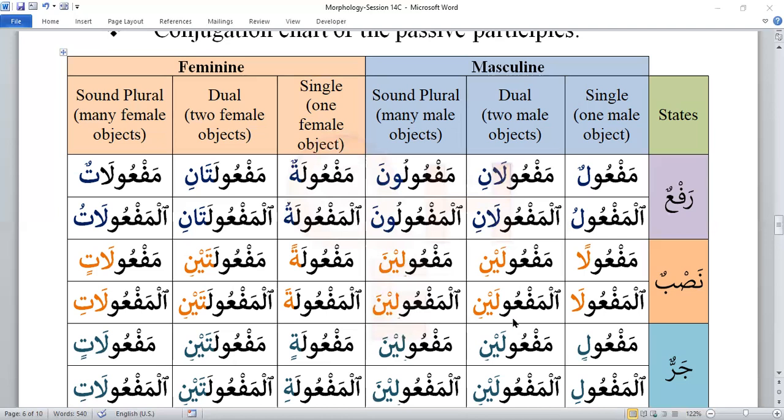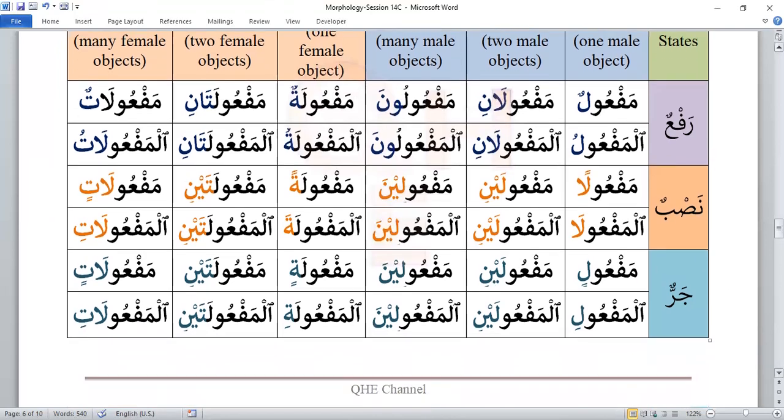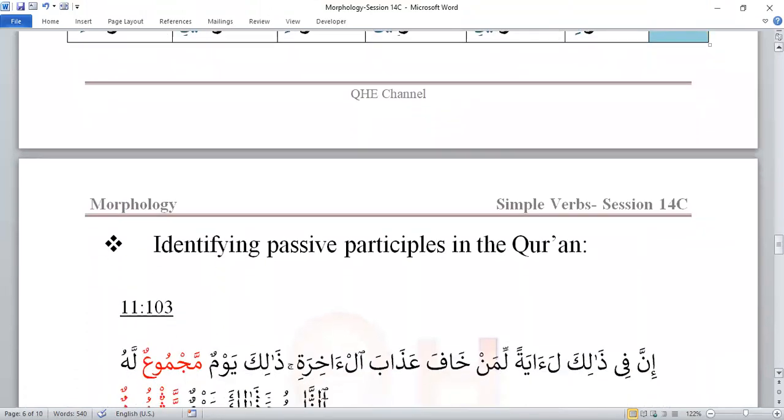And you notice that exactly the same as ismul fa'il, for the nasb and jar, for the dual and plural, the suffixes are exactly the same. So based on the governing agent that comes just before the noun, we have to decide whether the noun is at the state of nasb or jar. Okay. Now let's go over some examples in Quran.